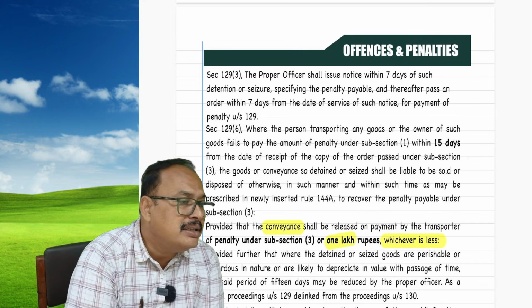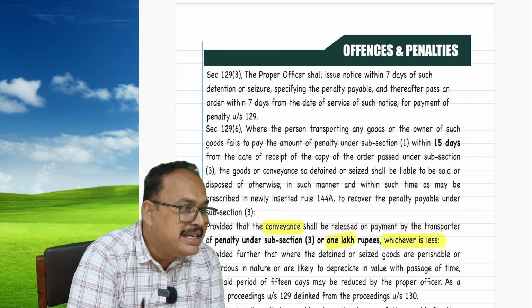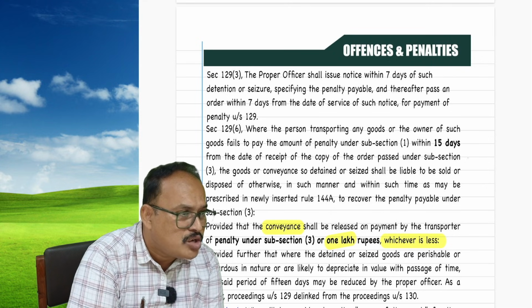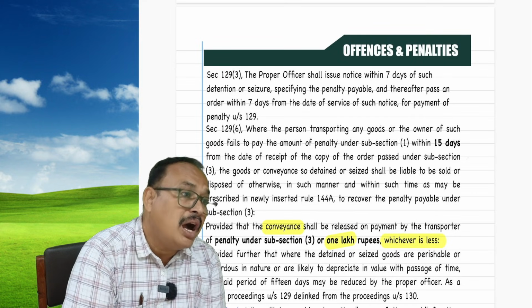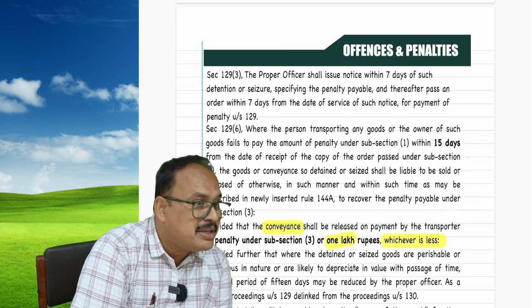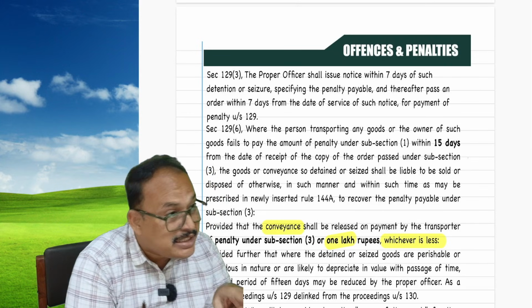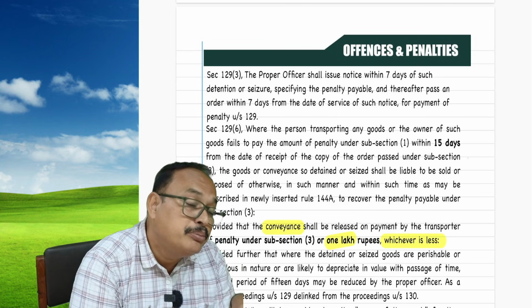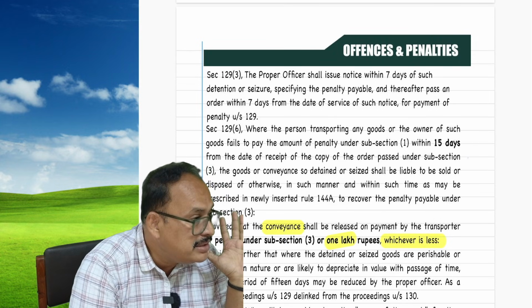To pass the order, there must be a show cause notice, issued within 7 days of the detention or seizure. After 7 days, the order is issued. Within 14 days from the date of detention, pass the order. Thereafter, from the date of passing the order, within 15 days you have to pay the amount. If not, the seized goods are liable for auction. Is it clear, Ammajas?